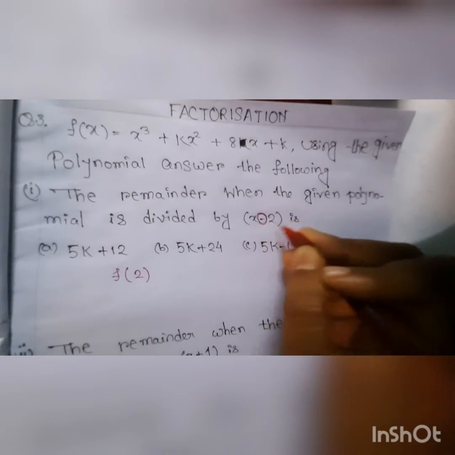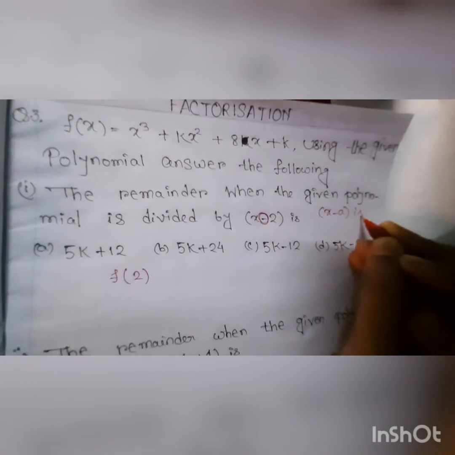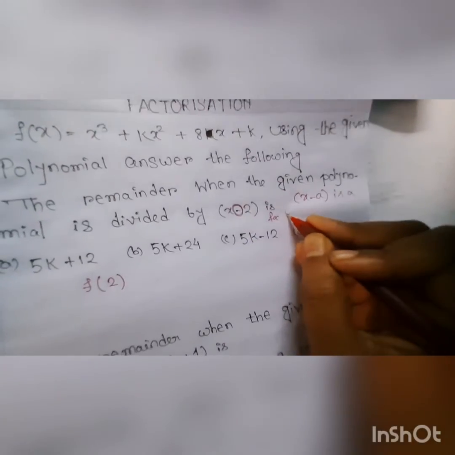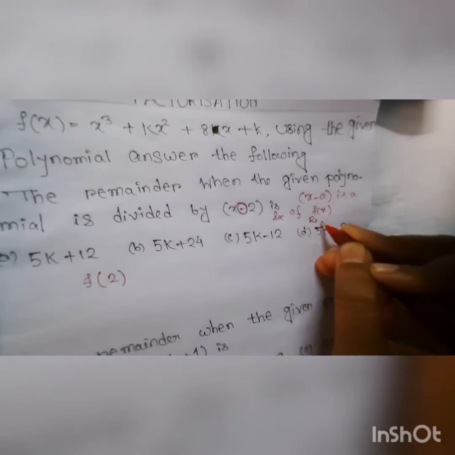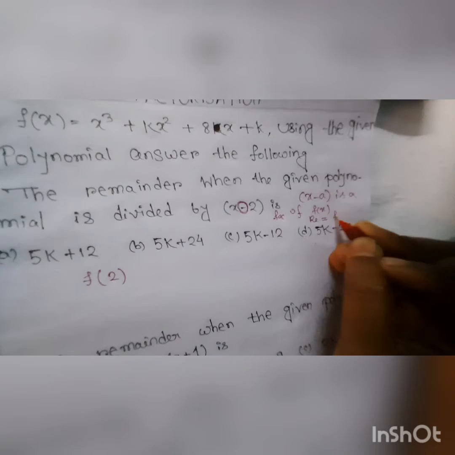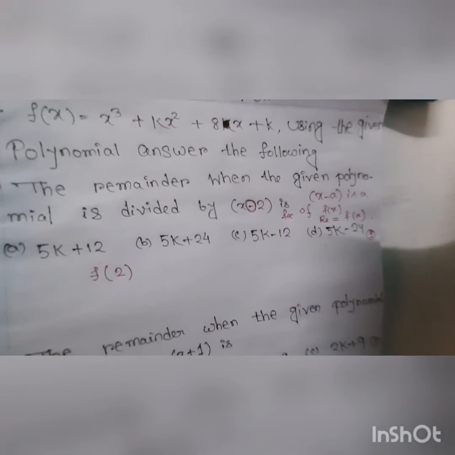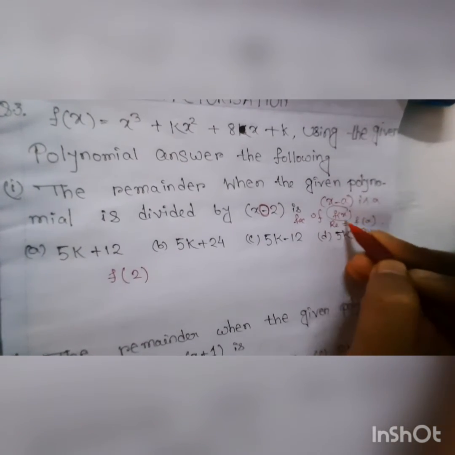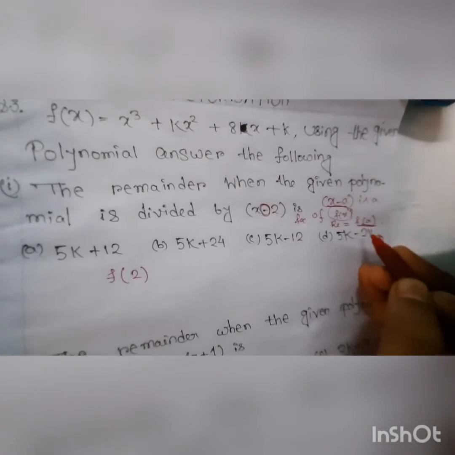We know when we divide a polynomial f(x) by x minus a, the remainder will be f(a).